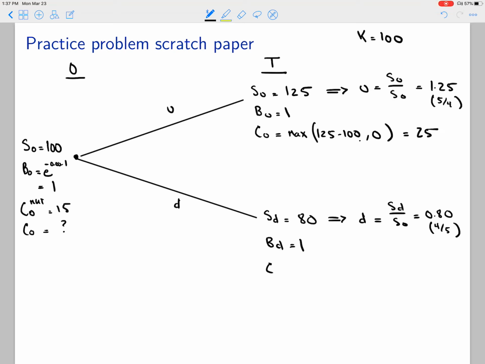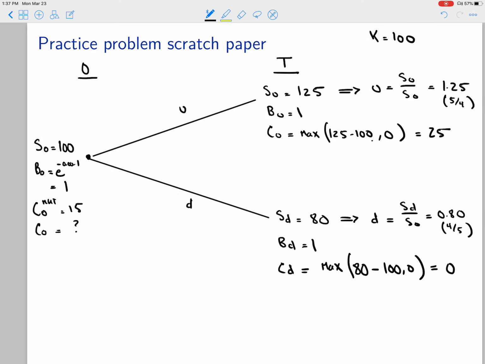The call's payoff in the down state is denoted C_D. It's the maximum of the stock price minus the strike price and 0. Stock price is S_D, equal to 80. Strike price is 100 still. 80 minus 100, the maximum of minus 20 and 0 is 0. So the call payoff in the down state is 0. Call payoff in the up state, 25. Call payoff in the down state is 0.